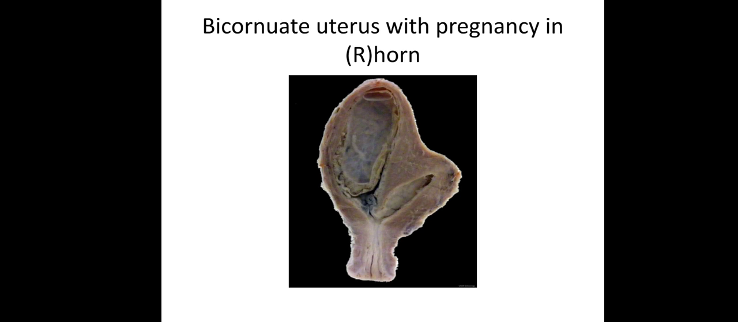This is another histopathology, a gross specimen, where you can see one horn which contained a pregnancy in the sac, and the other horn which is a normal horn. So this is a bicornate uterus. Clearly a bicornate uterus where one horn looks bigger than the other horn because it contained a pregnancy. That is why one horn looks bigger than the other.